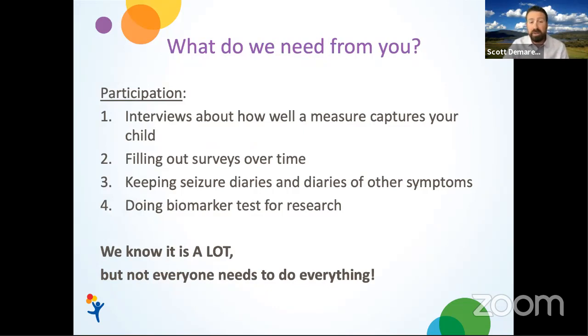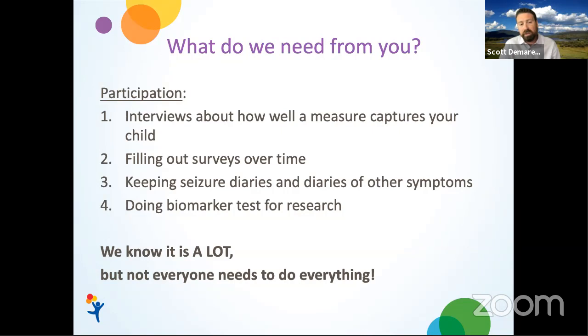Participation. And I know this has been the theme already of the last several hours, and we've talked about all the different things we want you to sign up for. Participate in interviews that I just mentioned. Fill out the surveys over time and these various outcome measures. We may ask you from time to time to keep a diary about certain symptoms. And we may ask you to participate in biomarker testing or collection. And again, what's involved with that, you might get a little bit more flavor from Dr. Marsh in a minute. I recognize that this is a lot.